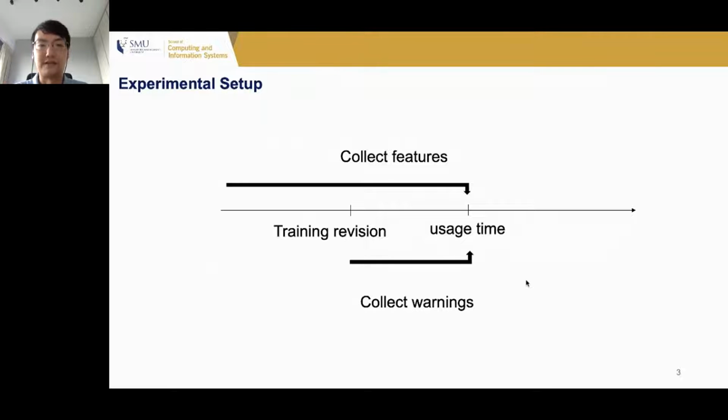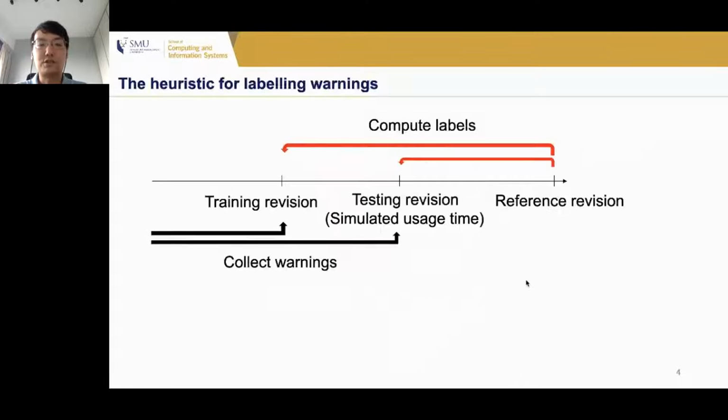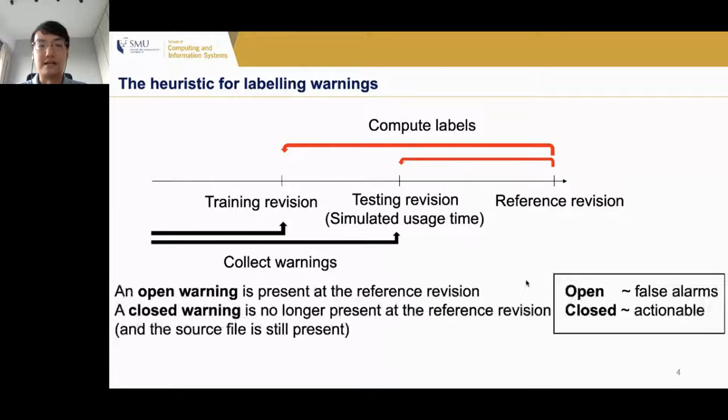So to determine the ground truth label of a warning, prior work proposed the use of a heuristic that essentially compares the warnings at a given revision, say the training revision, against the warnings at the reference revision. An open warning refers to a warning that is present at a given revision and is still present at the reference revision. And a closed warning refers to a warning that was present at the training revision, but is no longer present at the reference revision, even though the source file is still present. Prior work assumes that open warnings are false alarms and closed warnings are actionable warnings.